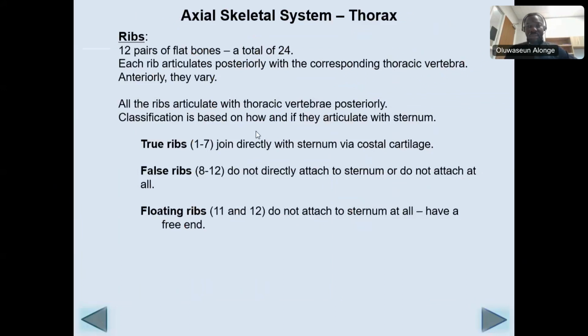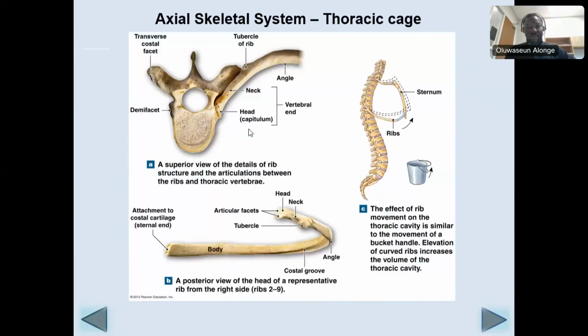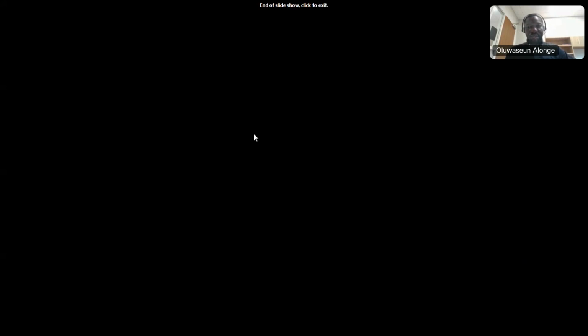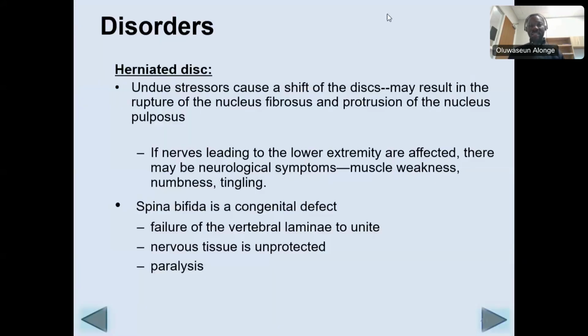All right, so we've talked about ribs. Now, herniated discs are cases when, because of stress, the vertebral disc shifts. This may result in rupture of the annulus fibrosus and protrusion of the nucleus pulposus, which are the components of the vertebral disc.